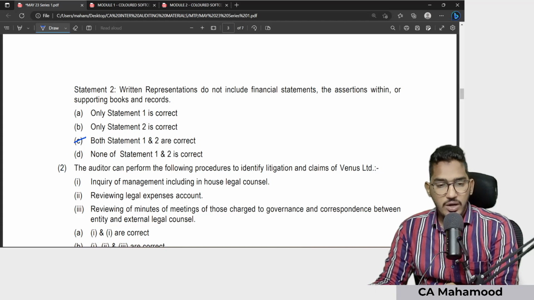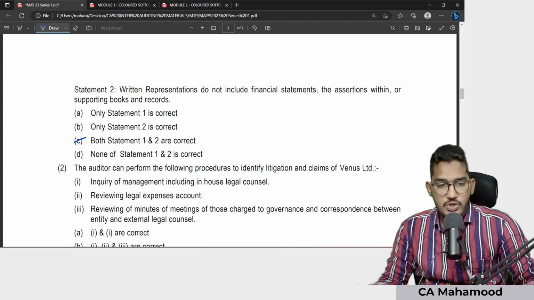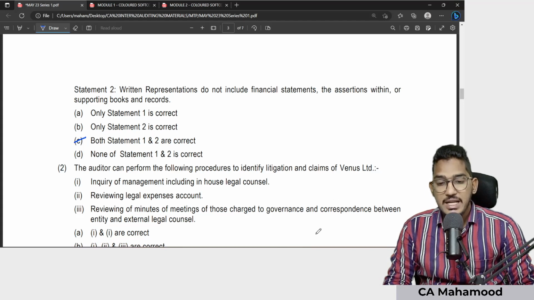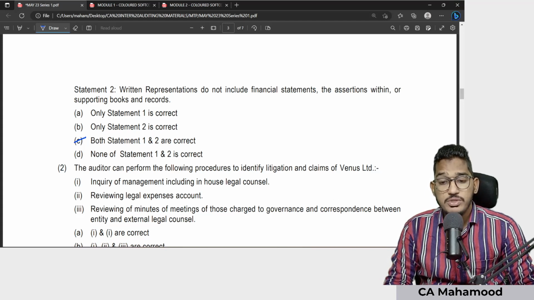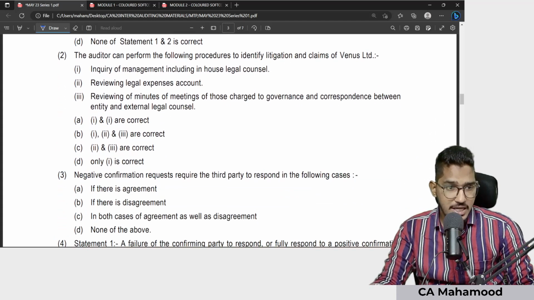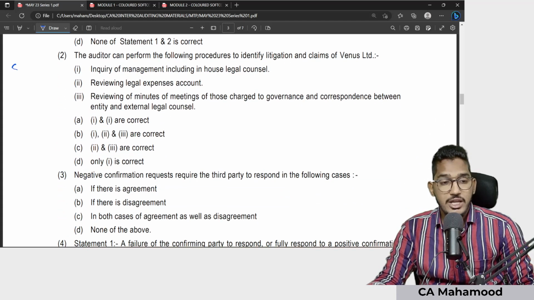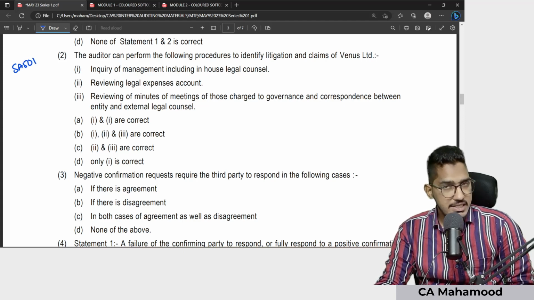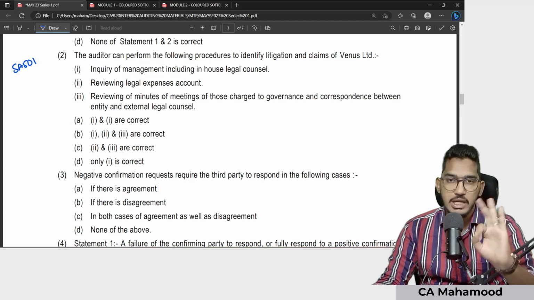Next one. The auditor can perform the following procedures to identify the litigations and claims of Venus Limited. So regarding litigations and claims, what audit procedures will the auditor perform? When I say audit procedures regarding litigations and claims, the standard which should strike your mind is SA 501. As we are all aware, SA 501 is talking about 3 matters.